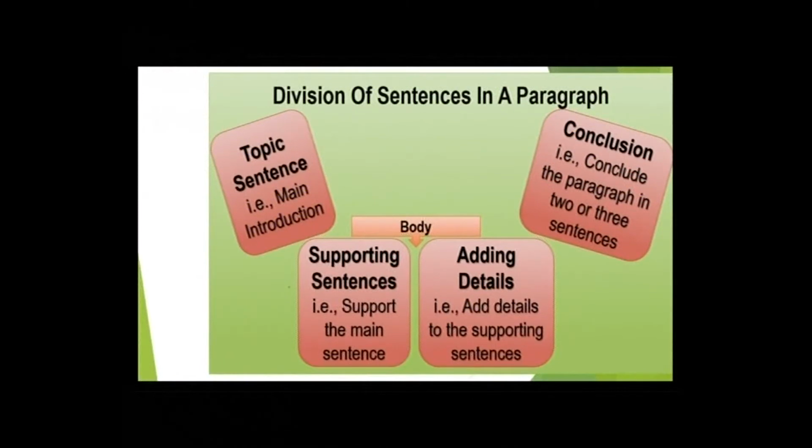Third one is adding details, which means to add details to the supporting sentences. The sentences which support the main idea, the details should be given for those sentences, and that is called adding details. These both are included in the second part of a paragraph, that is the body. Supporting sentences and adding details, these both are the body of a paragraph.